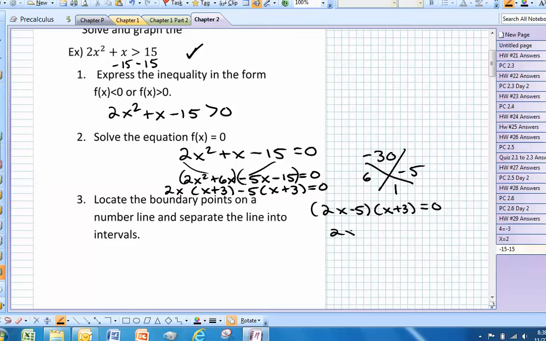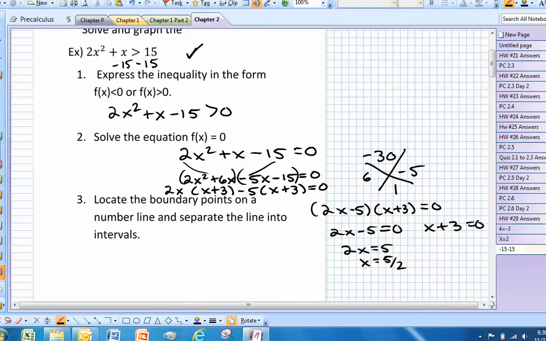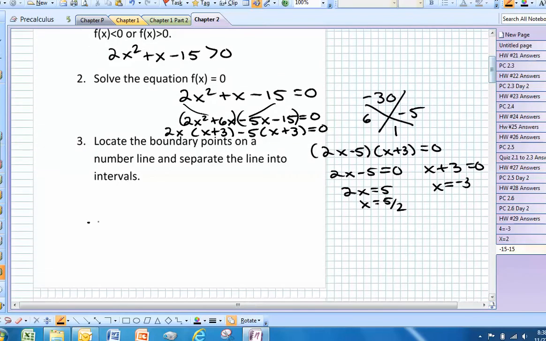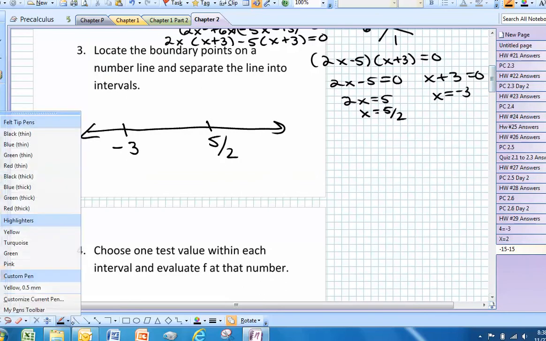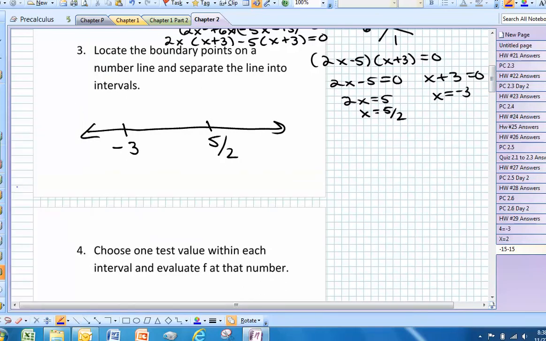So when you set those equal to 0, you get x equals 5 halves and x equals negative 3. These are what are called your boundary points. So basically you're going to make a number line with your boundary points of negative 3 and 5 halves. And now you're going to have 3 intervals. So within the 3 intervals, you're going to test by putting in one number from each interval.